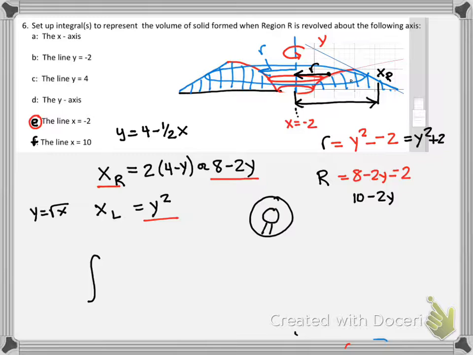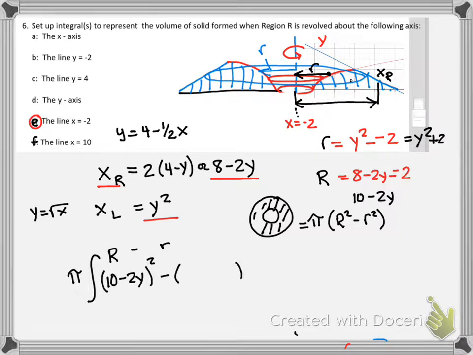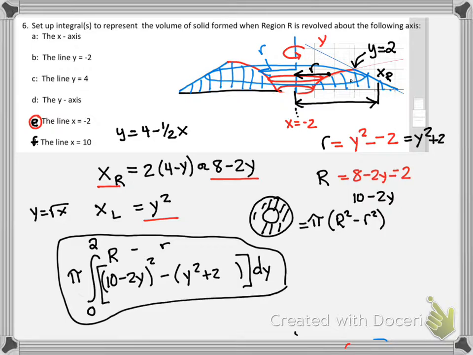And so then our integral will be the area of the concentric circles again, where we have pi times big R squared minus little r squared. So I'll factor out the pi. Big R again will be 10 minus 2y, all squared, minus my little r, which is y squared plus 2, dy, because we are slicing horizontally this time, and our integration will start at 0 and will end where the two graphs cross at y equals 2. That would be the volume.